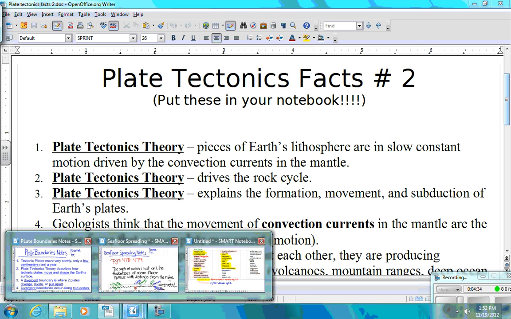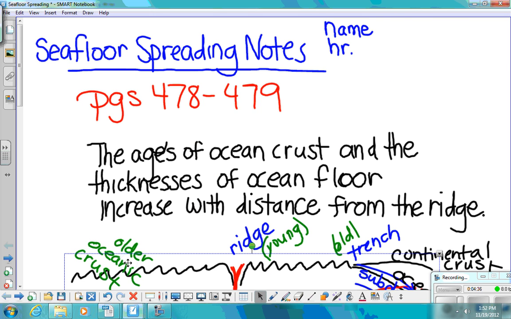All right. I want to talk a bit about seafloor spreading. In your reading tonight, you will be reading about seafloor spreading, and it is discussed on pages 478 through 479. Basically, seafloor spreading is telling us the ages of ocean crust and the thickness of the ocean floor, how that increases as the ocean floor spreads apart and moves away from the mid-ocean ridge. So copy these notes into your notebook.